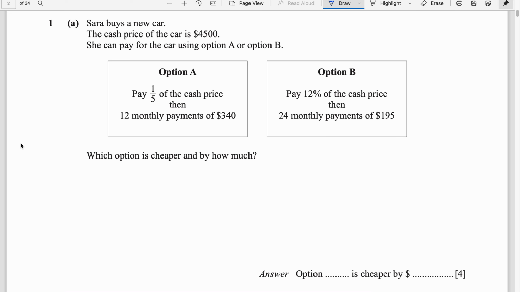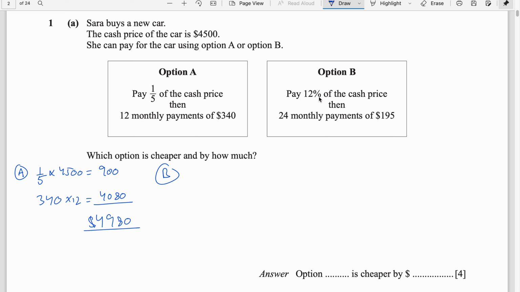Let's calculate for option A first. She's paying 1/5 of the total, which was 4500, that makes it 900, and then she's paying 12 monthly installments of 340, which is 4080. Total of these is $4980.